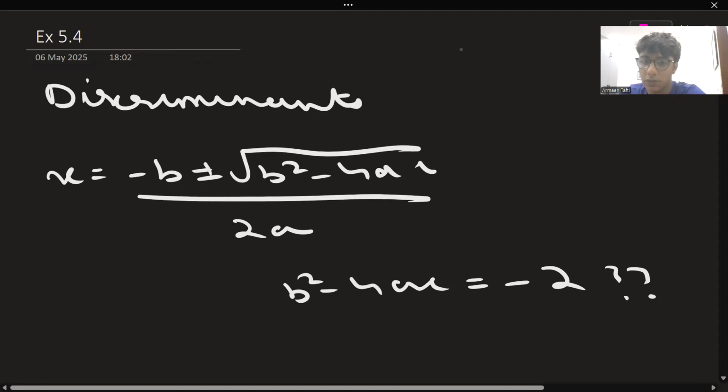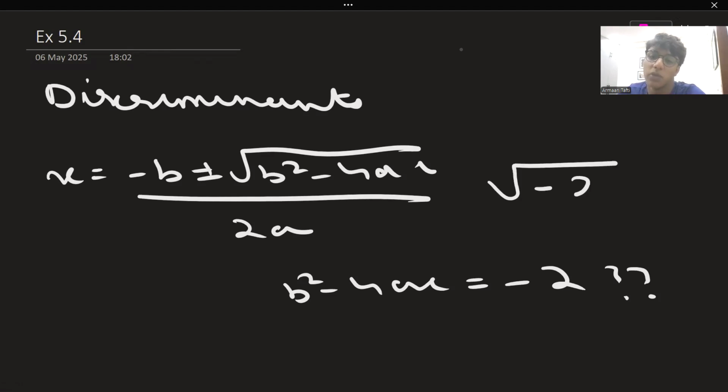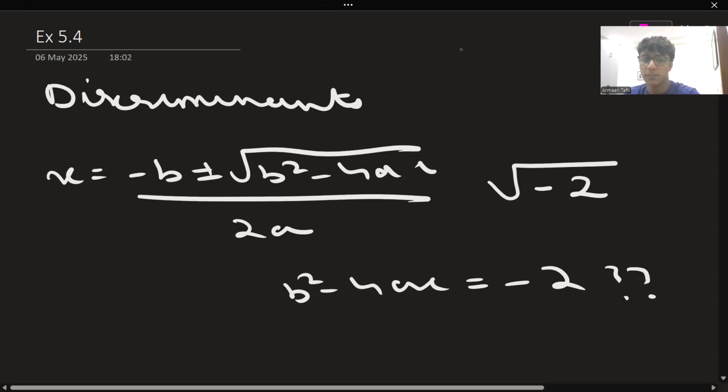I told you in an earlier video that you can never have a root of a negative number, because the root of a negative number is an imaginary number. It is not real. And in 10th grade, the scope of your syllabus is only for real numbers. So if it doesn't have any real roots, then what happens? That's where the concept of the discriminant comes in.